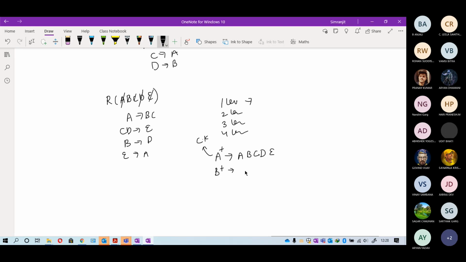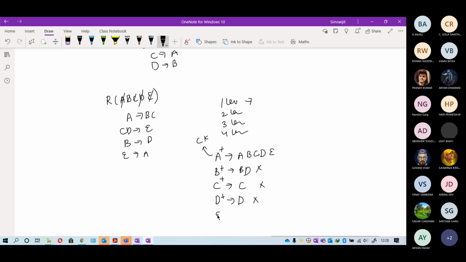Okay. So B is tending towards D, and from D I don't think I can get anything else. Is this possible? Yeah, there is nothing there. So you cannot get anything from B. Now try with C plus. What is C plus here? I don't think you can get anything from C. So it is also not possible from C. So you try D plus. What is D plus here? I don't think you can get anything else from D as well. So D is also not there.